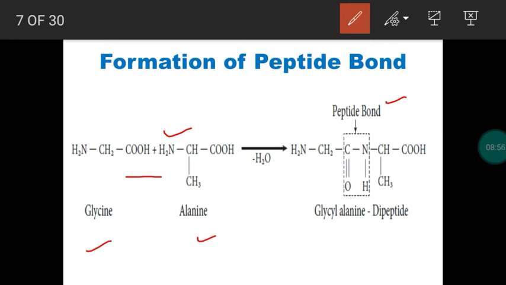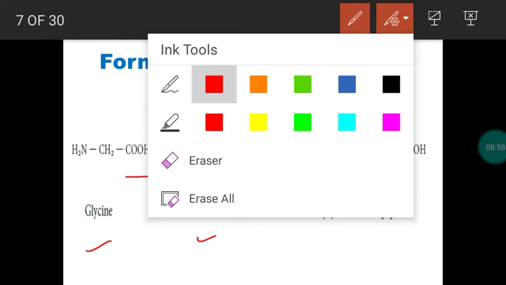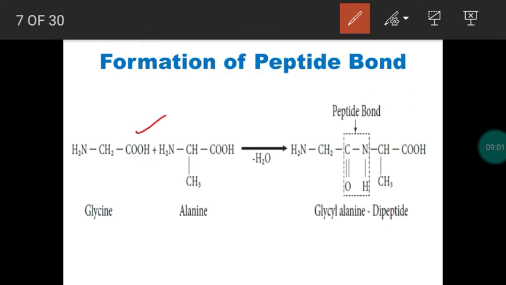What is the combination? The carboxylic acid functional group of the first amino acid is combining with the amino functional group of the second amino acid. There is a liberation of a water molecule due to the combination of the carboxylic and amino functional groups. One water molecule is leaving, so we have obtained an amide linkage, CONH, C double bond O, NH. This amide linkage is called a peptide bond. So a peptide bond is an amide linkage formed between amino acids.